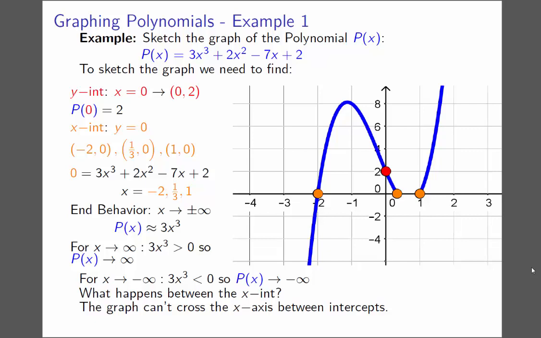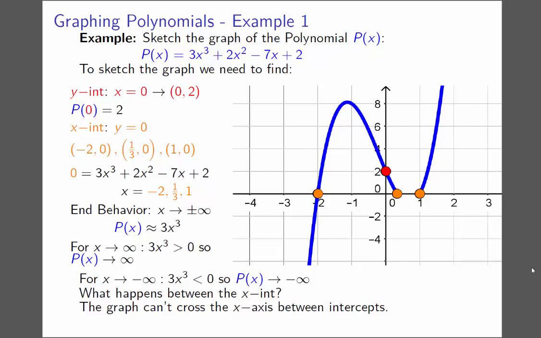What about between our other two x-intercepts, 1/3 and 1? Here again, we know our polynomial is always positive or always negative because it can't cross through 0 without having another x-intercept. So which is it? Is it always positive or is it always negative? To find out, we need to check the value of p of x for an x value between 1/3 and 1. Let's take a half, or 0.5.